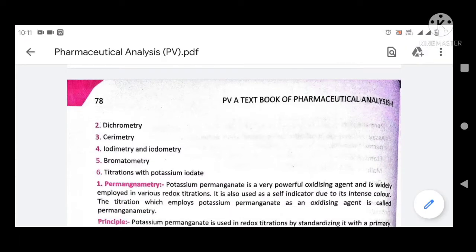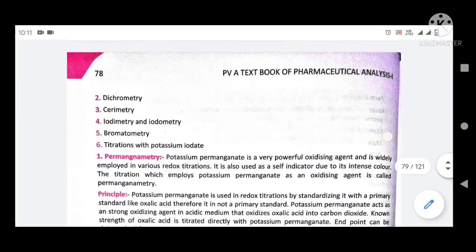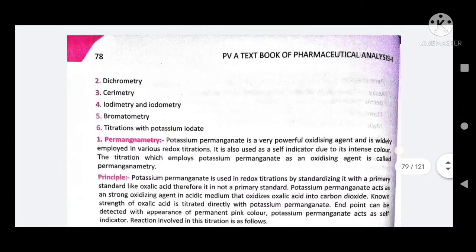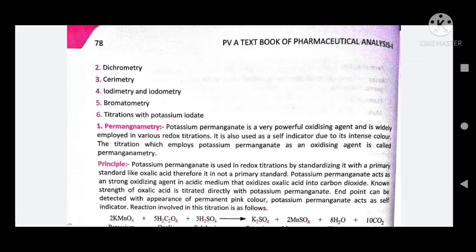Now let's discuss the first one, that is permagnometry. See here, potassium permanganate is a very powerful oxidizing agent. You remember one thing, potassium permanganate KMnO4, which you observed in your laboratory, is the pink color solution, the dark pink or jamun color. It is a powerful oxidizing agent and widely employed in various redox titrations. It is also used as a self indicator due to its intense color, its dark purple or jamun or dark pink color, any one you can say.